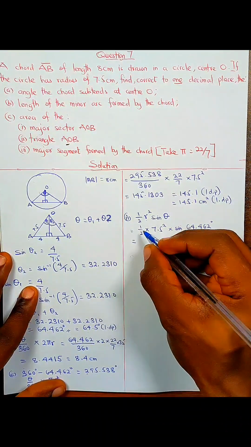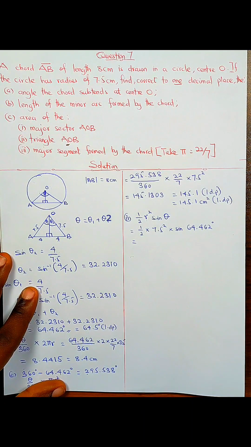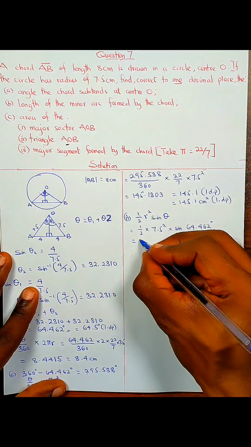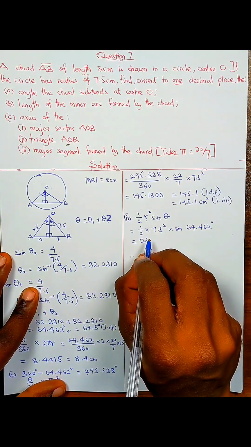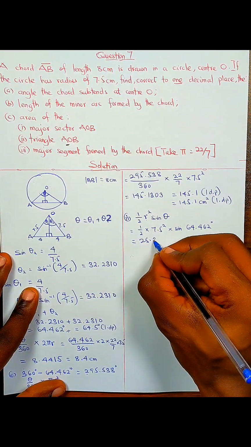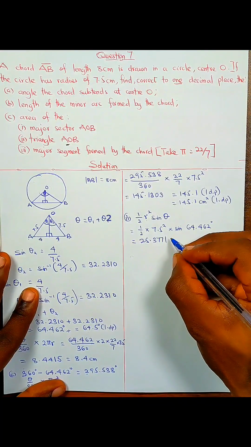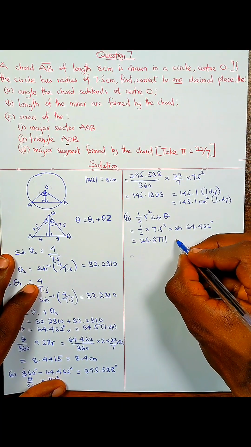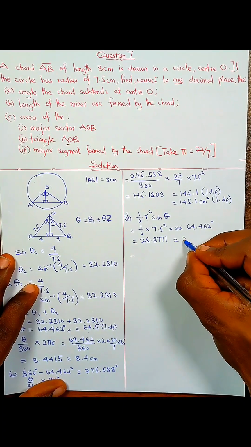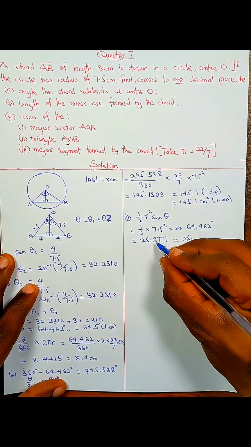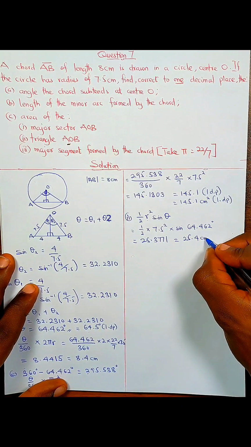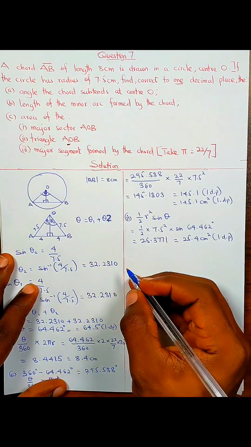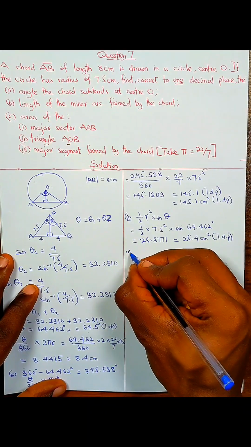So that is it. Also in 1 decimal place, let's not forget that. So that gives us 25.3771, which is also an area. So to 1 decimal place, I'll say 25.4 centimeters squared. Now let's deal with the last part.